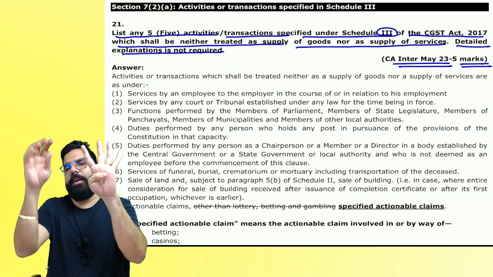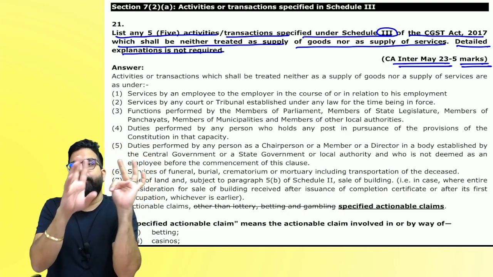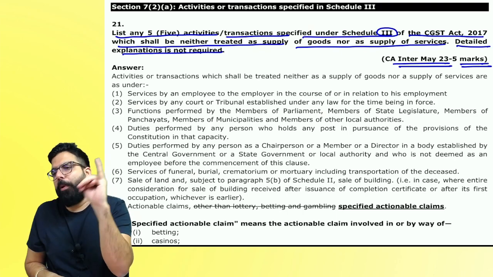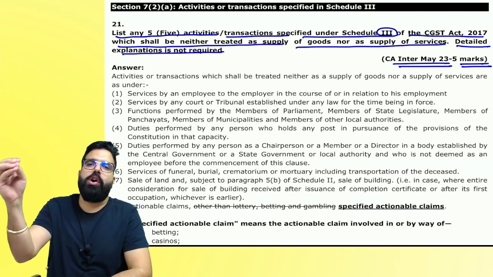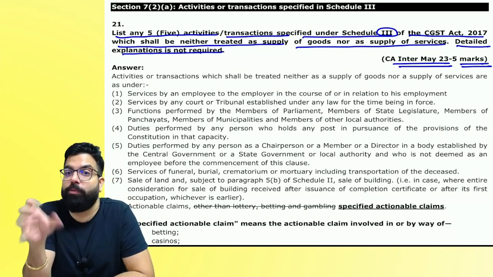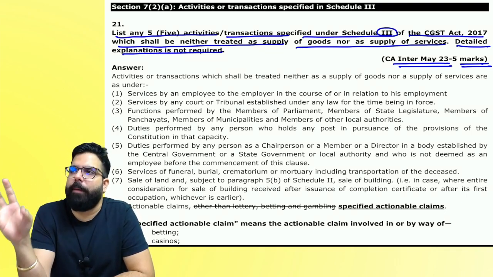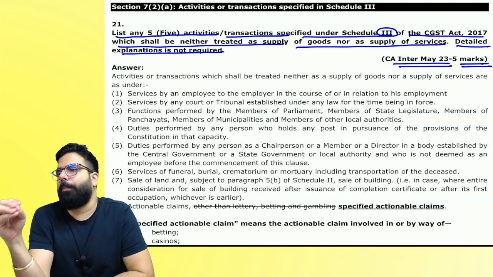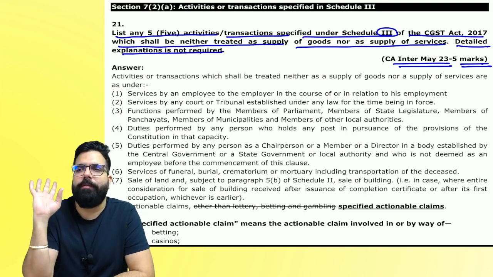Court or tribunal services. Actionable claim other than specified actionable claim. Mortuary, burial, funeral. E for employee to employer. L for land and completed building. G for government. You don't write government official in the exam. I gave you the name so that you can remember. You write functions performed by MP, MLA, MLCs, constitutional post holder, or functions performed by a CMD of a body established by the government where he is not an employee.